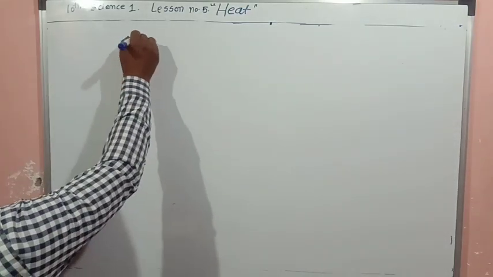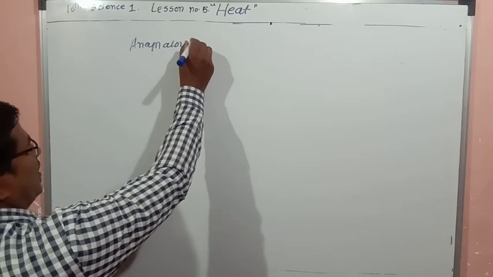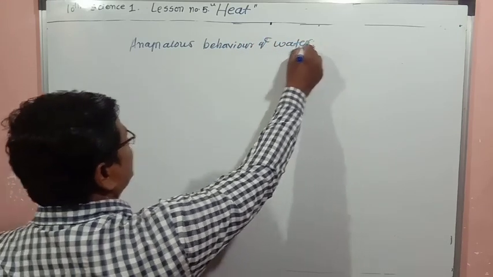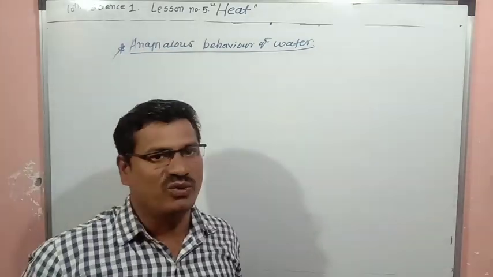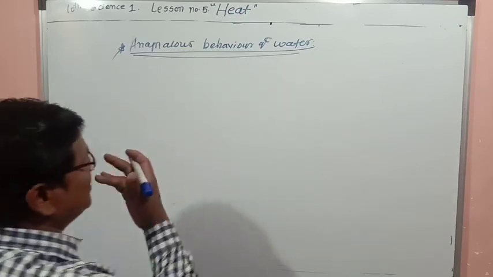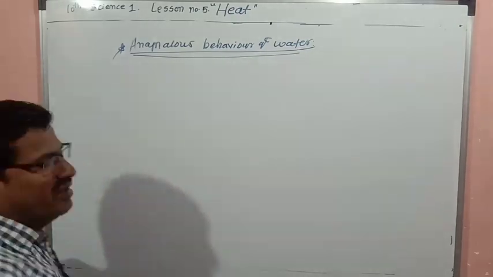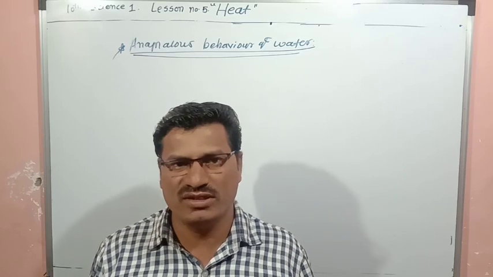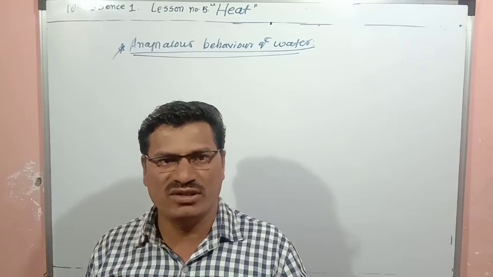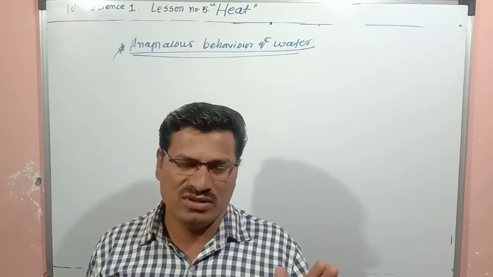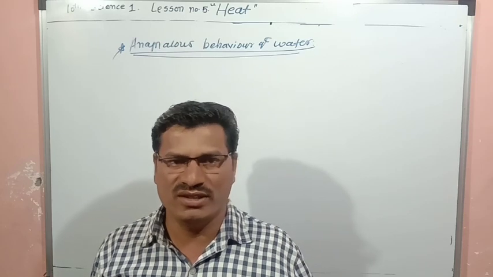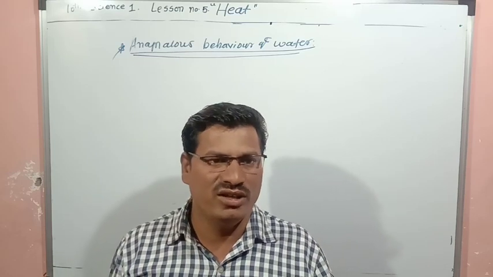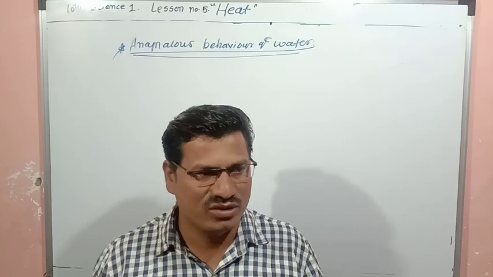So the next point is the anomalous behavior of water. What is the anomalous behavior of water? It is the behavior of water which is different from other substances. So what happens in case of other substances? Generally, when you are heating those substances, expansion takes place, and when you are cooling any substance, contraction takes place. But water behaves differently between 0 to 4 degrees Celsius. So what happens, that we will see.